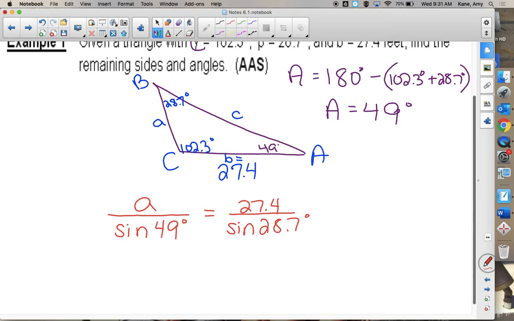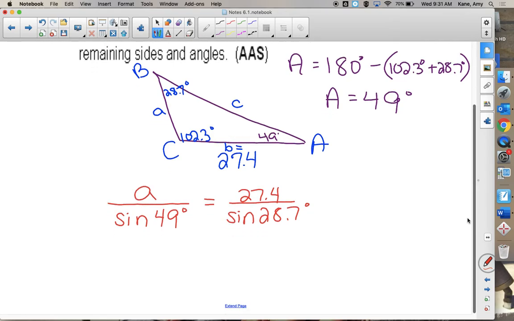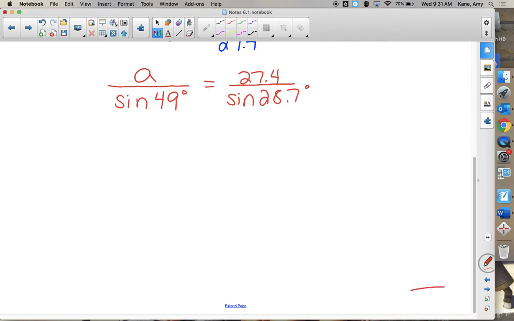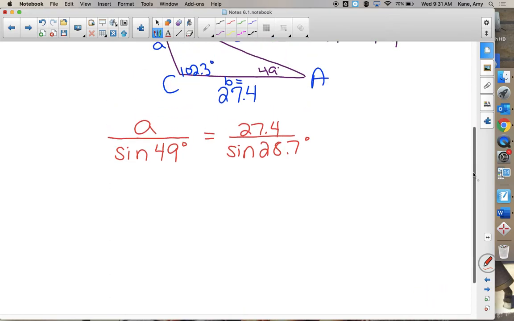And now we solve. So how are you solving for A? How do you get A by itself? Hannah? So we can multiply by sine of 49. What else could we do? Cross multiply. When you have proportions, the easiest thing to do is cross multiply. What Hannah said was not wrong. It just might take us a couple extra steps.